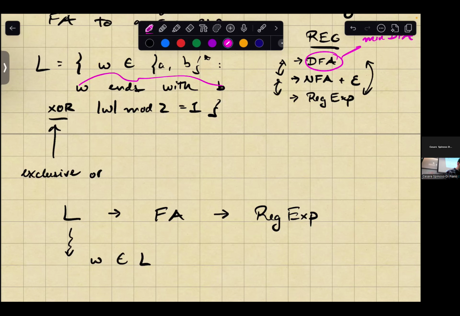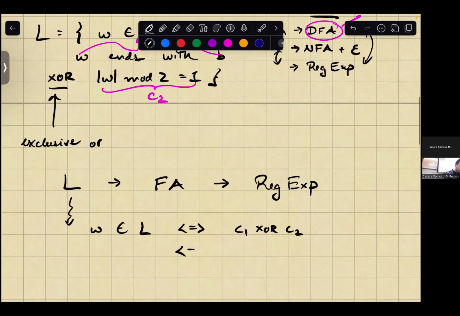Let's say this is condition C1, and this is condition C2. So a string is in L if and only if it satisfies C1 XOR it satisfies C2. Hopefully you remember what XOR means. It means that you satisfy one and only one of the two statements. So I can rewrite this as C1 is satisfied and C2 is not satisfied, or C1 is not satisfied and C2 is satisfied.